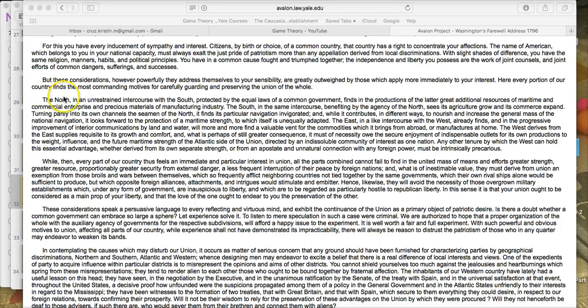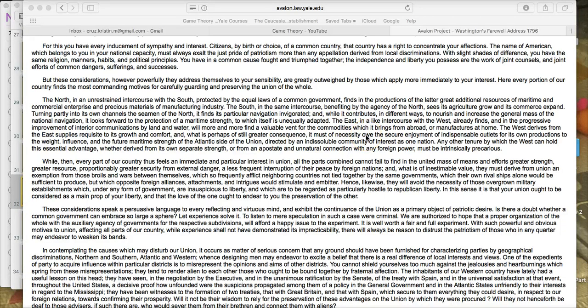So then he addresses each part of the country. The North, in an unrestrained intercourse, that means trade, with the South, protected by the equal laws of a common government, finds in the productions of the latter great additional resources of maritime and commercial enterprise and precious materials of manufacturing industry. The South, in the same intercourse, benefiting by the agency of the North, sees its agriculture grow and its commerce expand. And then he continues, talks about the East and the West.